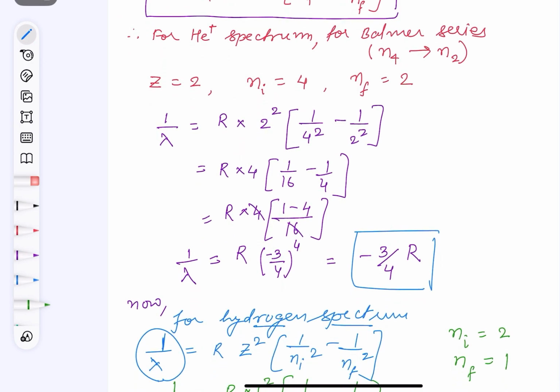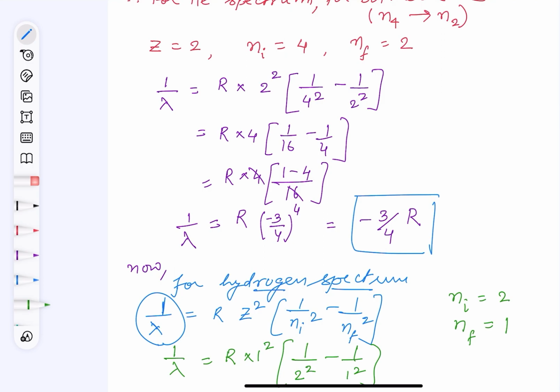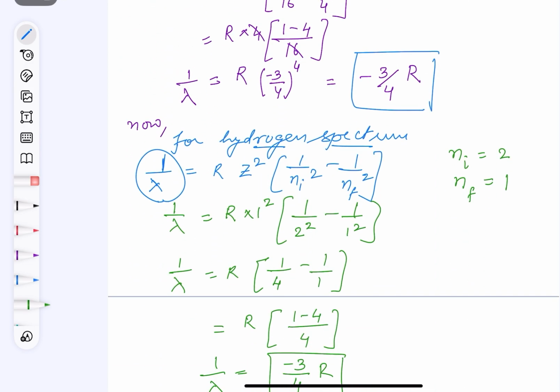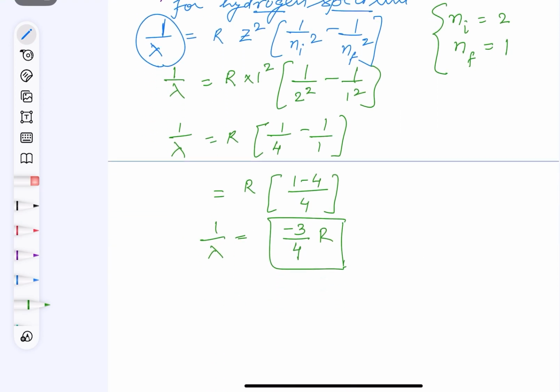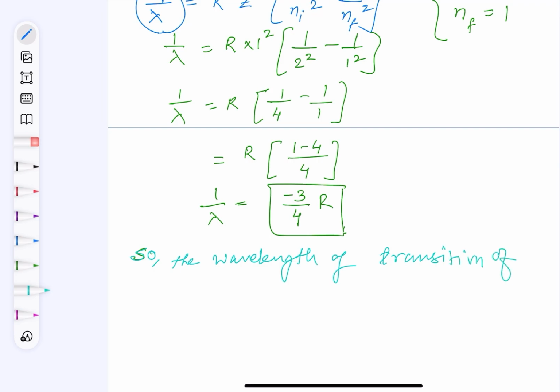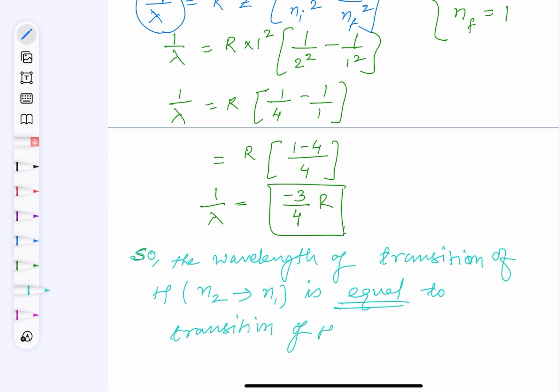So with what transition in the hydrogen spectrum would we have the same wavelength as the Balmer transition? For the Balmer transition from 4 to 2 we found 1 by lambda is minus 3 by 4 R. Now they were asking, for what transition would this wavelength be the same for the hydrogen spectrum. We put n initial and n final as 2 and 1 and got the same value, and hence we can say that the wavelength of transition of hydrogen from n=2 to n=1 is equal to the transition of He plus from n=4 to n=2.